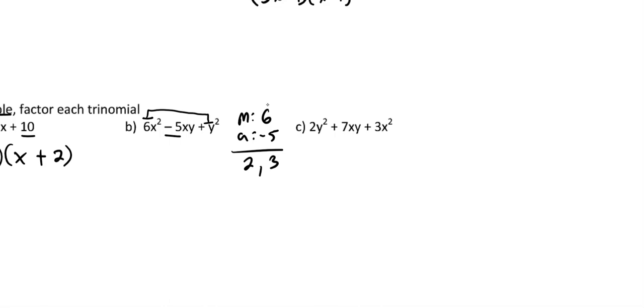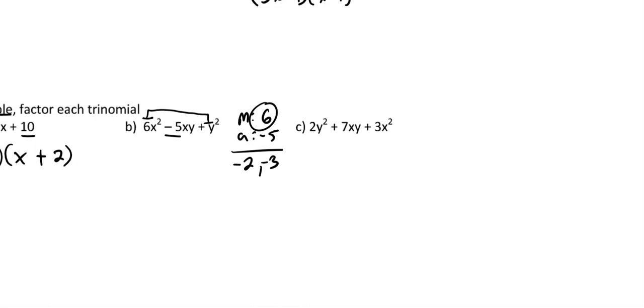Okay, so how do we multiply to a positive? There's only 2 ways to do that. They can both be positive or they can both be negative. That's our case. Right? -2 and -3, they would add to -5, so we're good there.